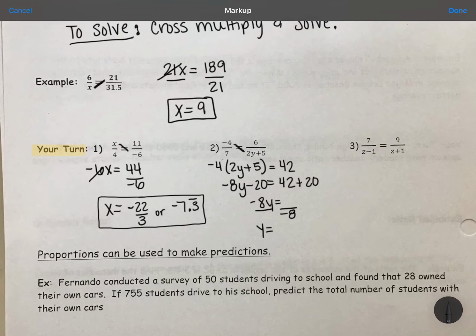I was working too fast. So I'm going to add 20, which is 62. All right, 62 divided by negative 8 is still a fraction, so I'll still write it in that sense. And so you get negative 7.75 or negative 7 3/4. Again, I don't care how you leave your answer.